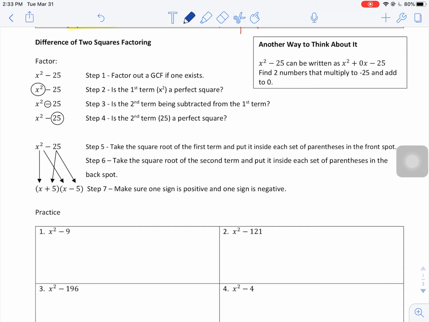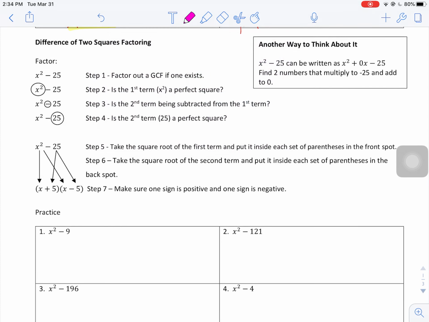So basically just, is it a subtraction problem? Is there a minus sign in between the two terms? So yes, there is. Step 4, is the second term, 25, a perfect square? Yes, it is. So up to this point, we're just checking and making sure that we have two terms, they're being subtracted, both terms are perfect squares. Once you've identified all of that, now you're ready to actually do the factoring.